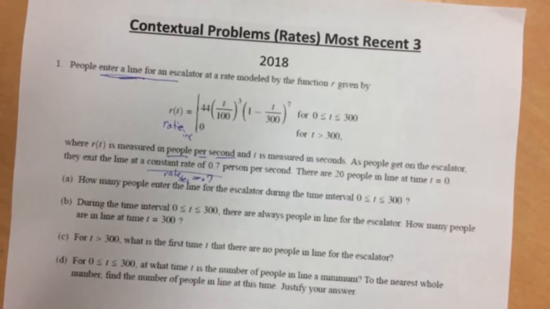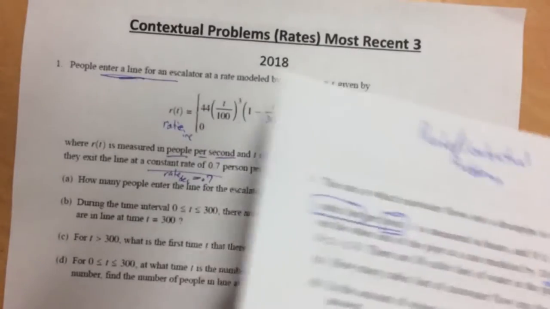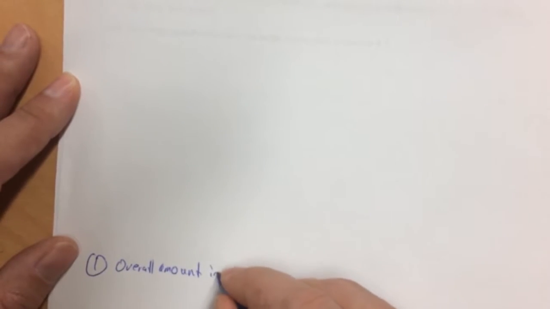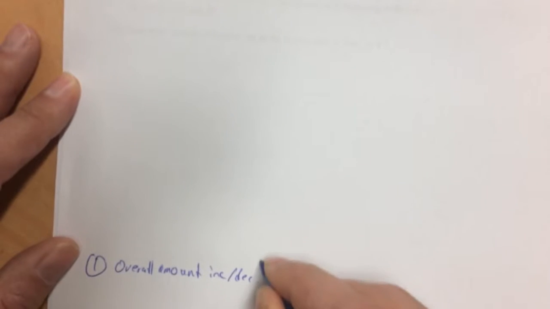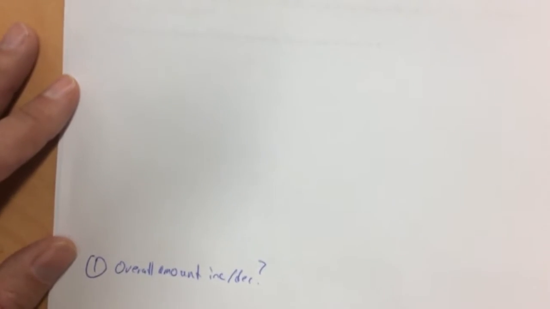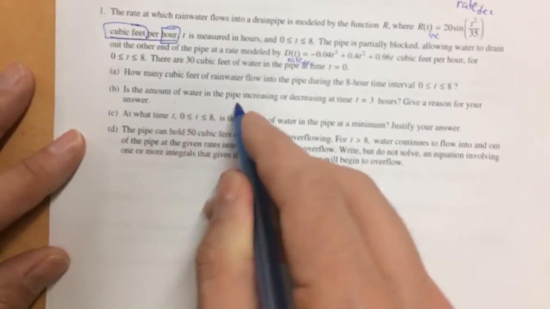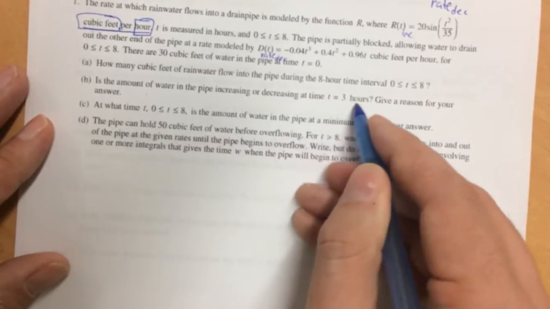Okay, so now that we see what the rates are and what the amounts are, let's start looking at some questions. The first question we're going to look at is, is the overall amount increasing or decreasing? And this comes up in 2015 in part B. Is the amount of water in the pipe increasing or decreasing at time equals 3 hours?